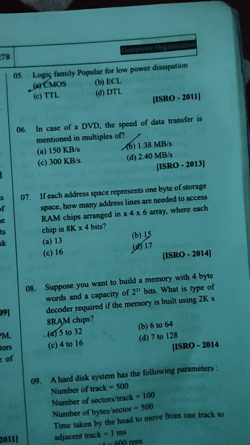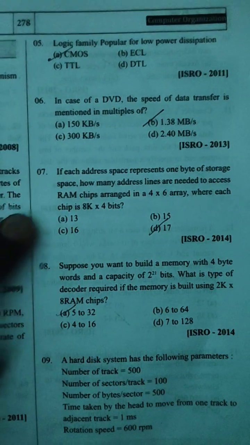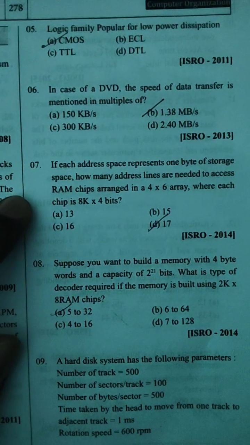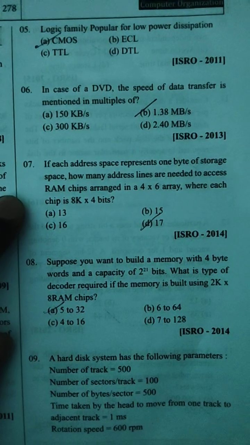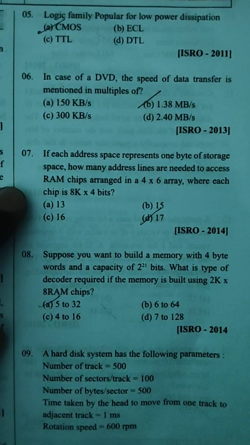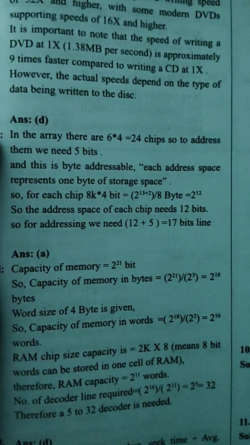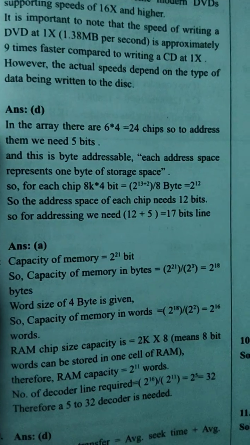Each address space represents 1 byte of storage space. How many address lines are needed to access the RAM chips arranged in a 4x6 array where each chip is 8K into 4 bits? The answer is 17. In the array there are 6 into 4, that is 24 chips.